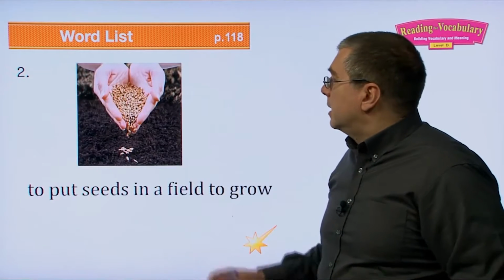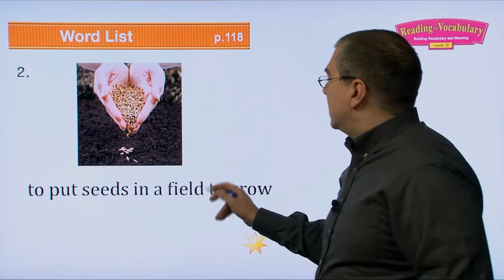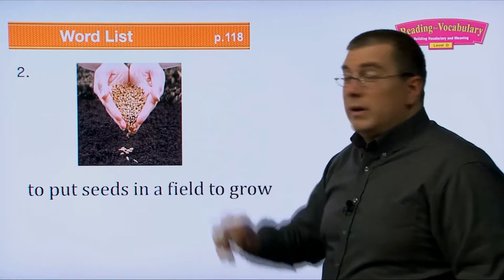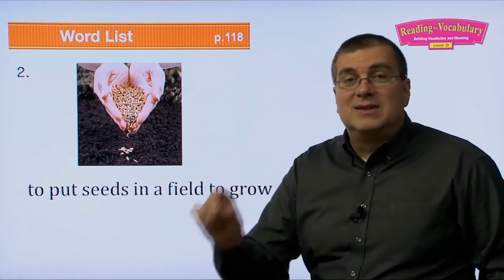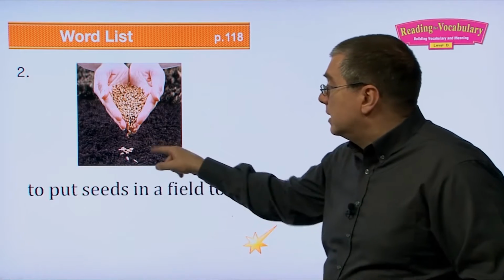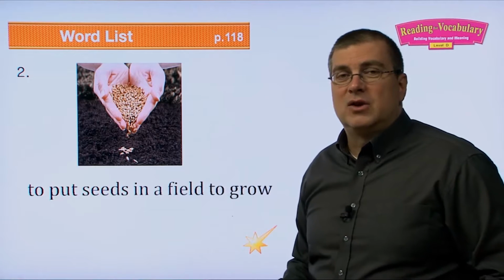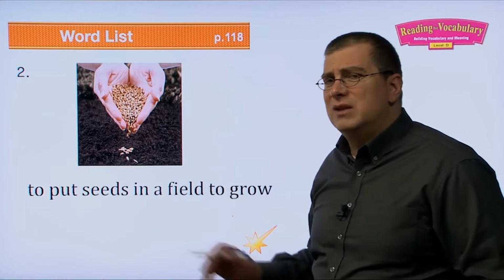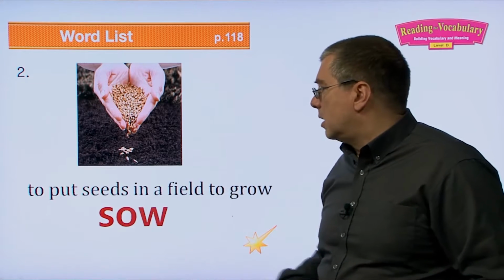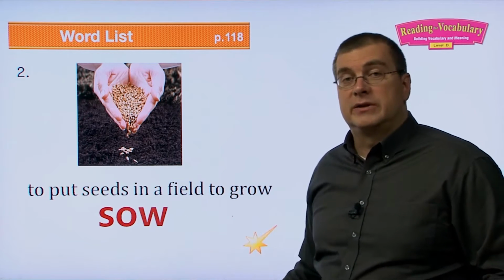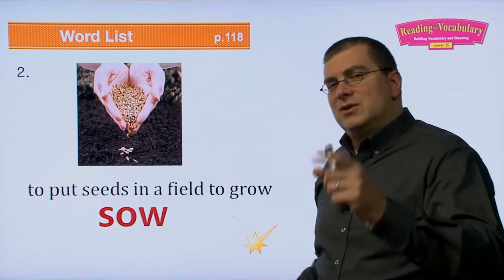Okay, next one. Number two, to put seeds in a field to grow. Well, what do farmers do? They put the seeds into the ground in the field to grow. They don't do it by hand so much these days. They usually use machines, but what do they call that? They call it to sow. To sow. And it's interesting.